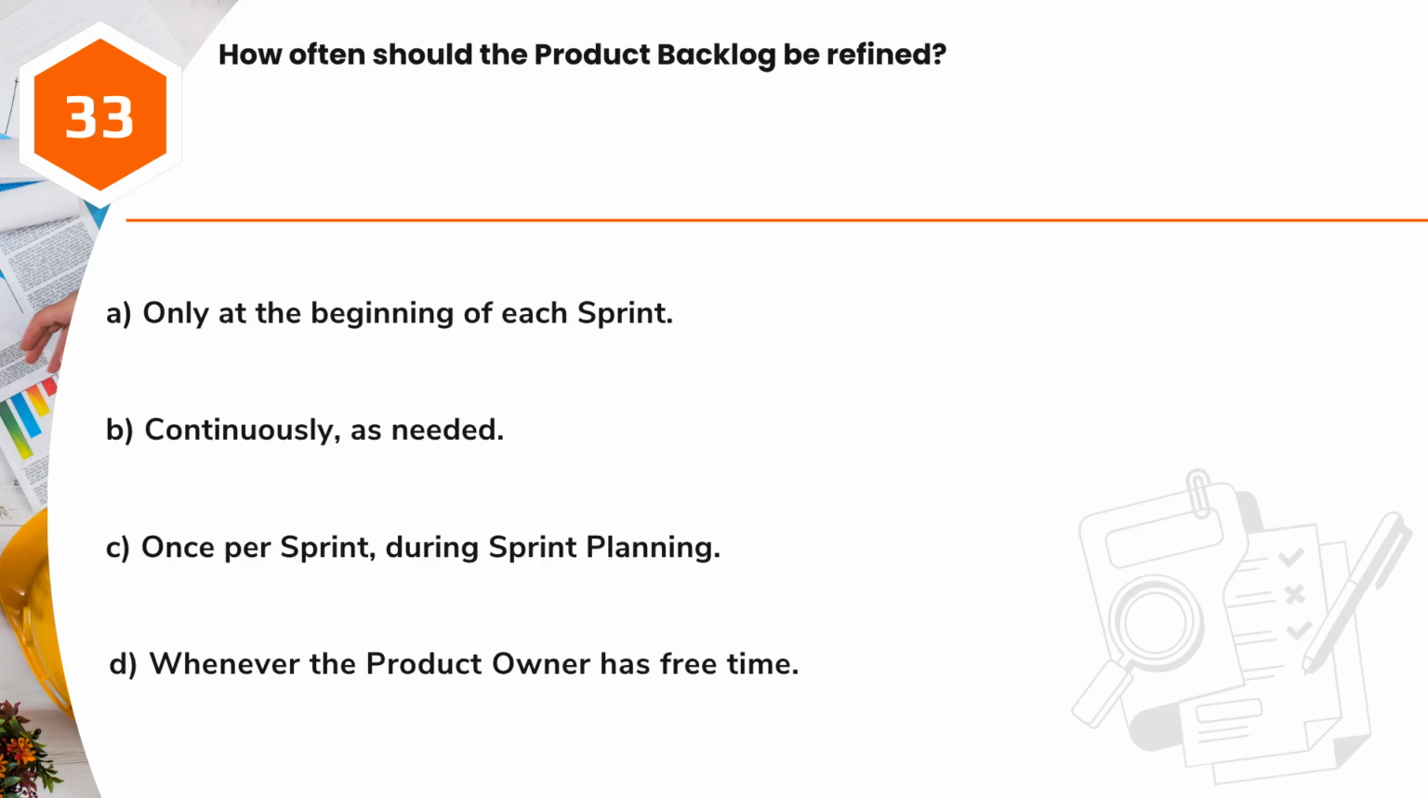Question 33. How often should the product backlog be refined? A. Only at the beginning of each sprint. B. Continuously, as needed. C. Once per sprint, during sprint planning. D. Whenever the product owner has free time.